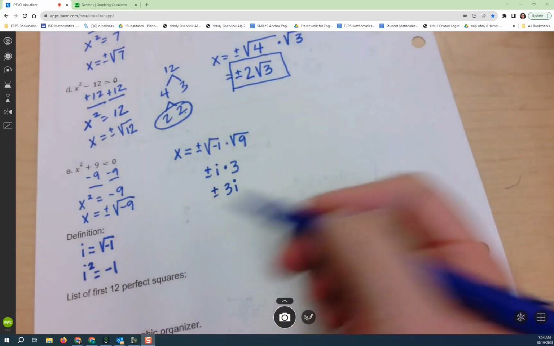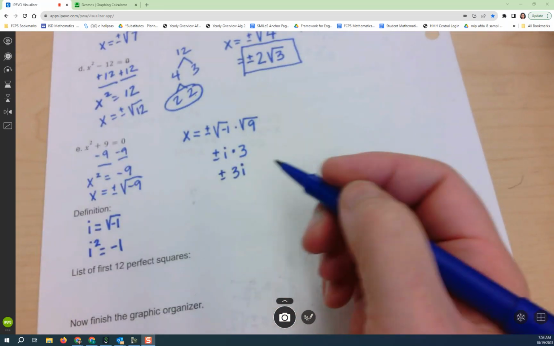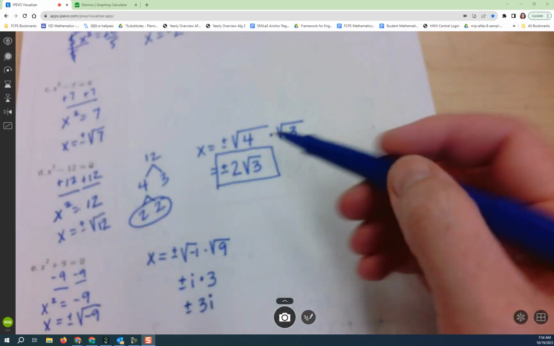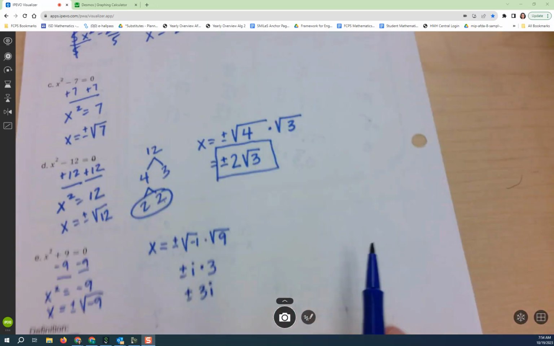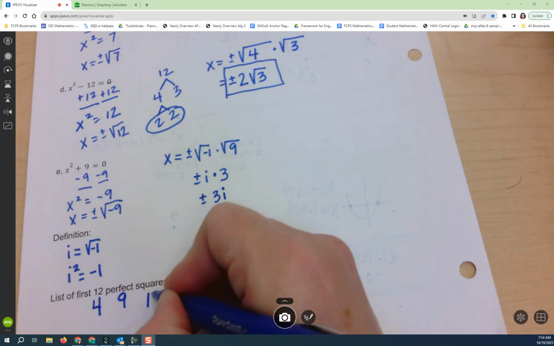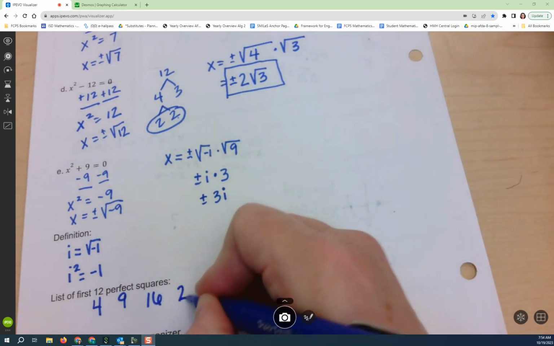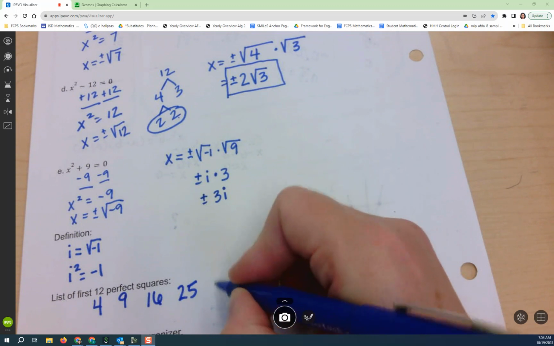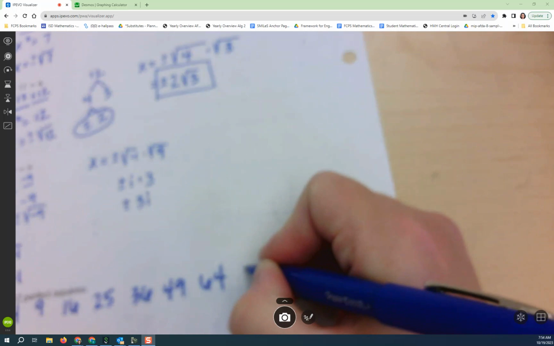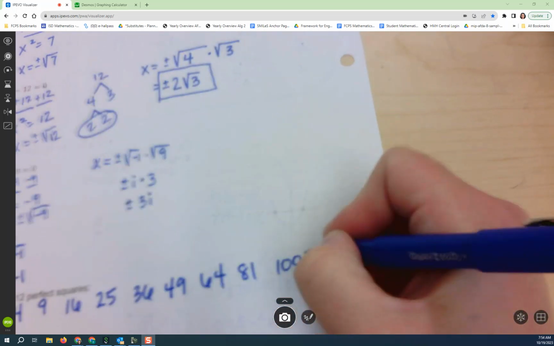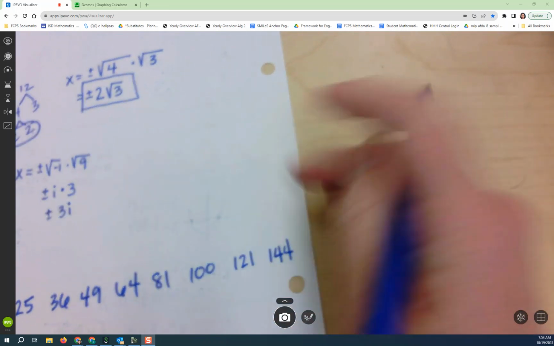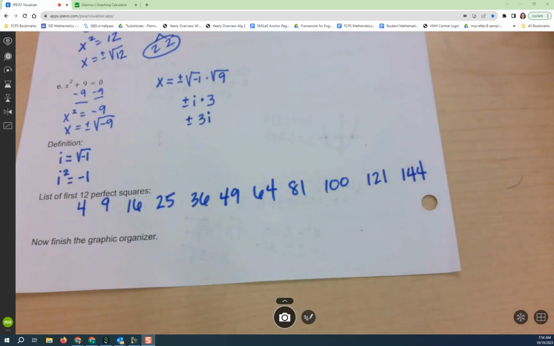Okay, and then the list of the first 12 perfect squares. These are just perfect square numbers that are going to help you when you are trying to simplify a radical like root 12, so that you know what kind of numbers you're looking for, like 4 in this case. 2 squared is 4, 3 squared is 9, 4 squared is 16. So you should try to make this list on your own, but I'm also going to make it now. 6 squared is 36, 49, 64, 81, 100, 121, and 144. Okay, and if you can think of any other numbers to add to your graphic organizer, you should do that.